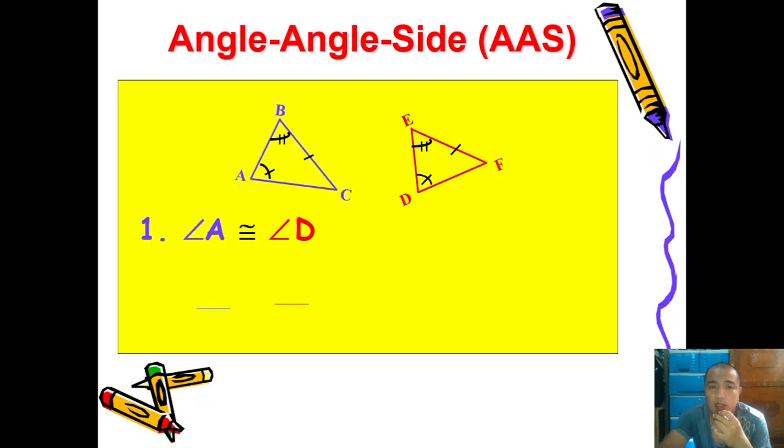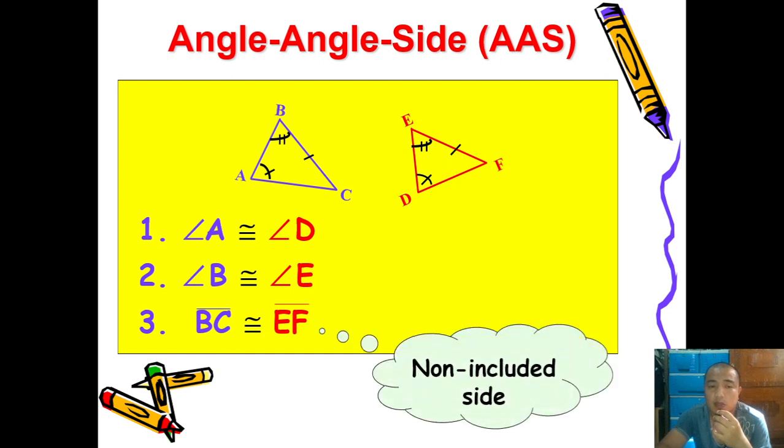AAS. Angle A is congruent to angle D. Angle B is congruent to angle E. BC is congruent to EF. Yan ang non-included side. Kasi pag included side, dapat AB. So, EF is the non-included side. BC is the non-included side. Also, AC non-included side din yan. DF non-included side yan. Pwede rin yan. So, therefore, the two triangles are congruent. Triangle ABC is congruent to triangle DEF by AAS postulate.